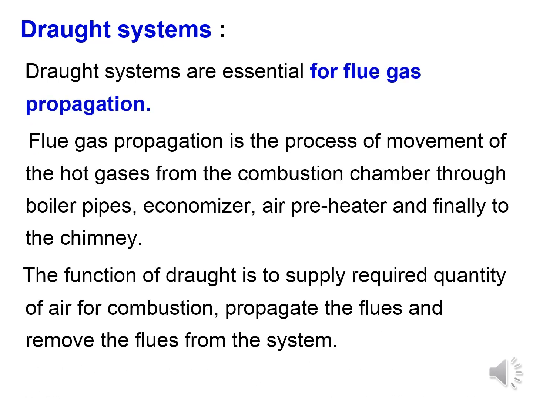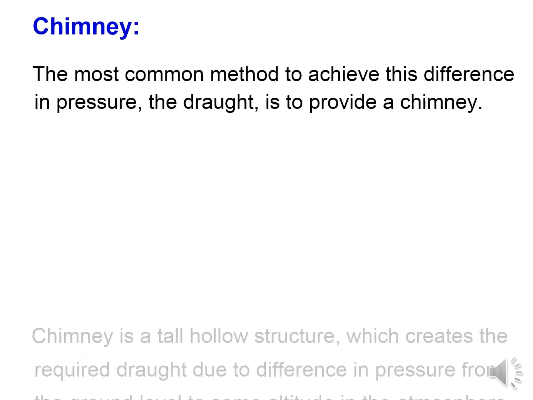So draught system. Draught systems are essential for flue gas propagation. Whatever air we are passing to the furnace will be converted to flue gases. For the flue gases to pass from normal air to the flue gas, we should have some draught system. The chimney is the most common method to achieve the difference in pressure.